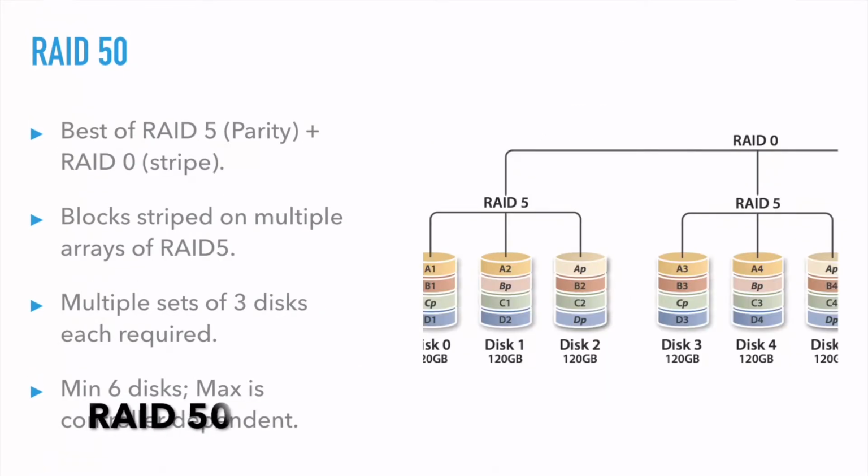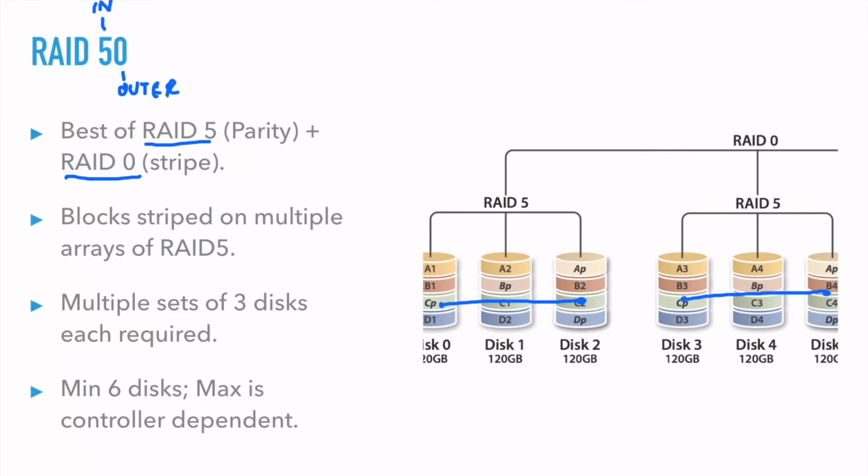RAID 50 gives you the best of RAID 5 and RAID 0. 5 is the internal RAID, the inner one. 0 is the outer one. So if you look at the picture, RAID 5 is configured on these three disks. This is the first set. The second set, another RAID 5 is configured, and you might have more sets over here. You can keep configuring RAID 5, and then all these are clubbed under RAID 0 at controller level.